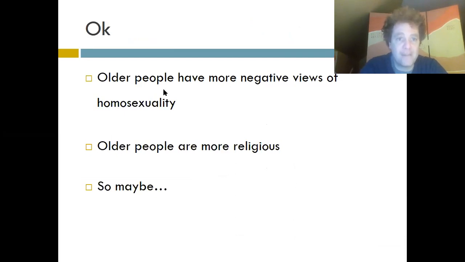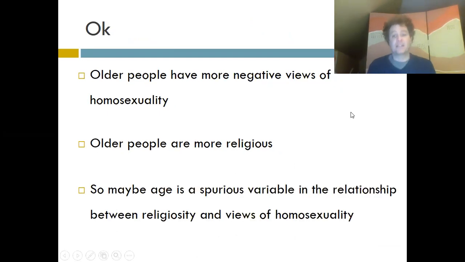So here's what we might be thinking. Older people have more negative views of homosexuality. Older people are more religious. So maybe age is a spurious variable in the relationship between religiosity and views of homosexuality. Maybe religiosity is not causing a negative view of homosexuality. Maybe it's simply appearing that way, falsely appearing that way, because of the age of respondents.